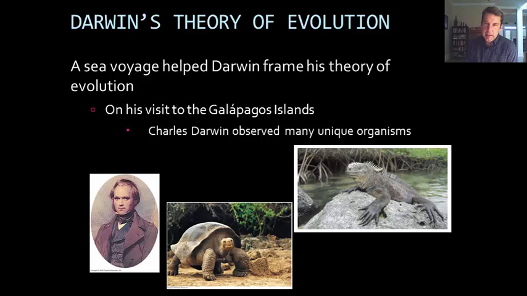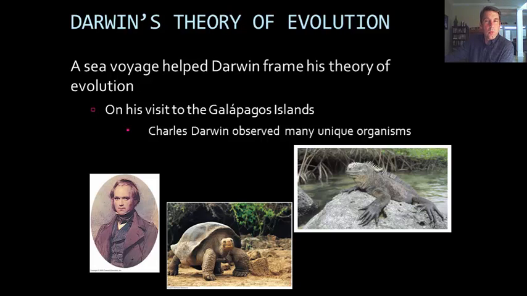He had kind of an interesting educational career, I guess. His father was a medical doctor and put him in medical school. He didn't enjoy that, so he got out and then he went into the clergy and was going to go to, I think it was Cambridge. Went to Cambridge as a clergyman and didn't like that and got out and then took this job as a amateur naturalist on this voyage.